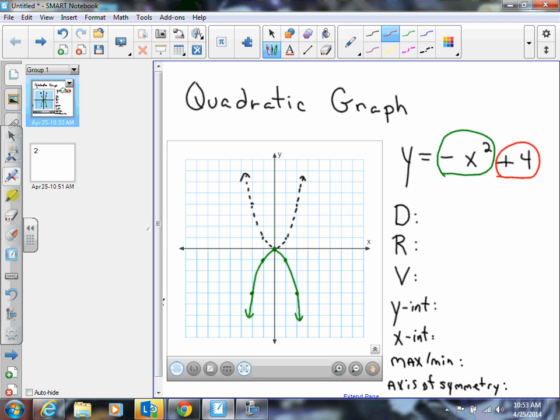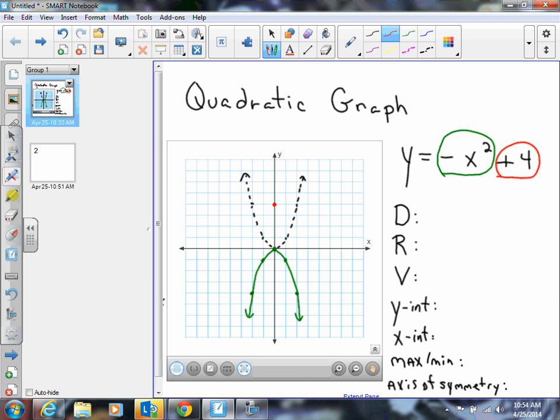Now we should know from doing graphs already that because that 4 is after the x squared, that is a vertical translation 4 units up. It's not inside brackets with the square on the outside, so it's not a horizontal translation. So all we're doing is taking the green graph and moving all the key points 4 units up.